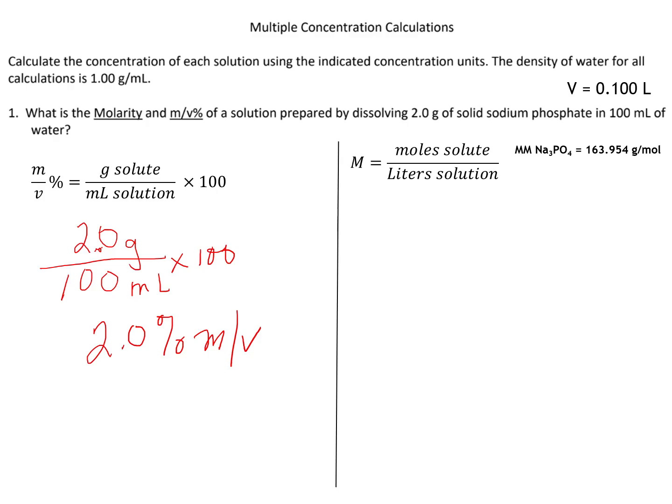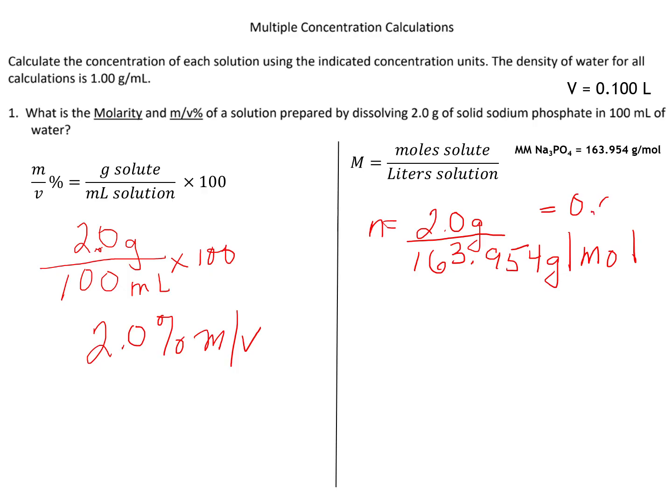So now let's do our grams to moles conversion. Number of moles is equal to our 2 grams of sodium phosphate divided by the molar mass, the GFM, 163.954 grams per mole. And we get that our number of moles, and I'm going to put it up here just to make sure I leave myself enough space, is 0.0122 moles.